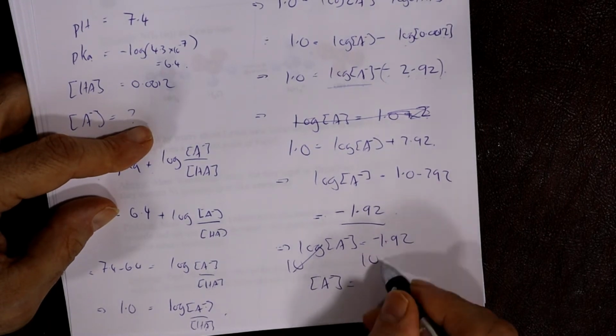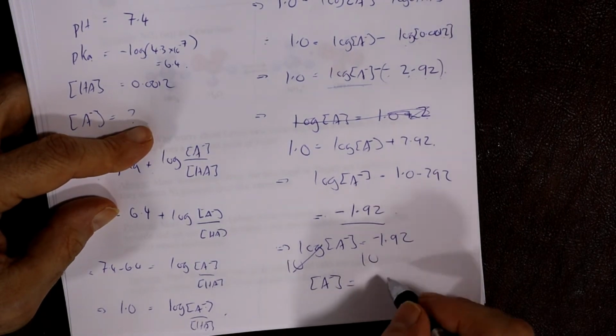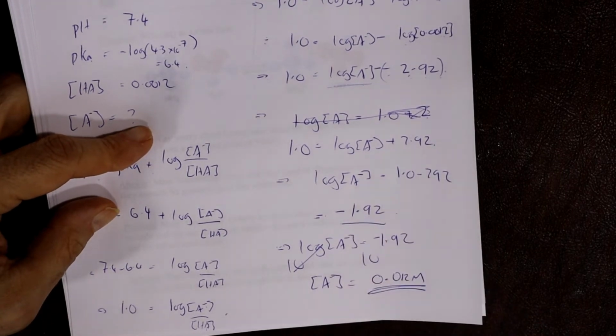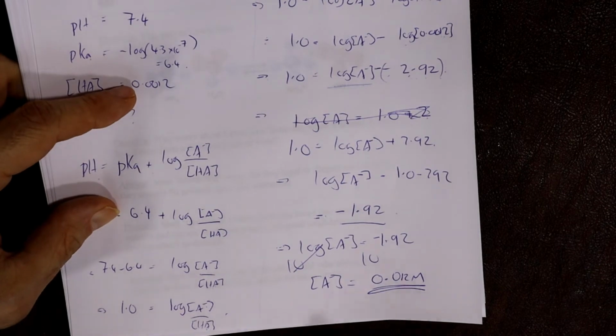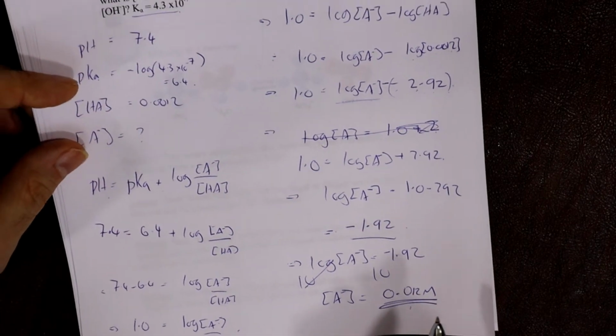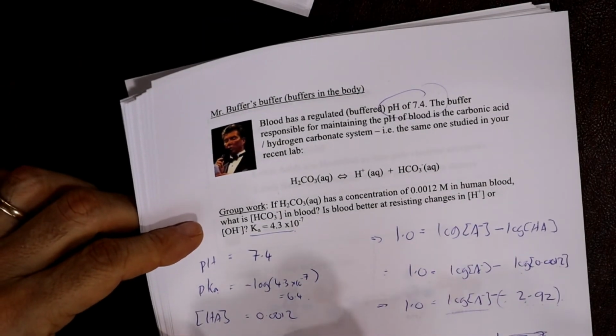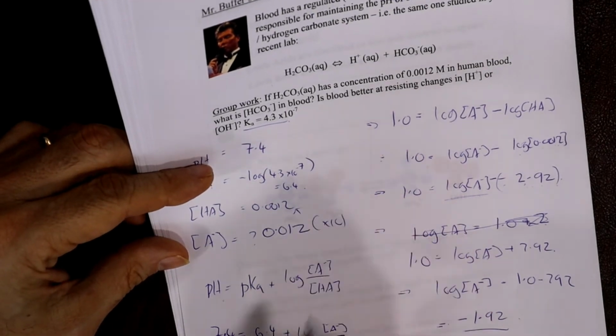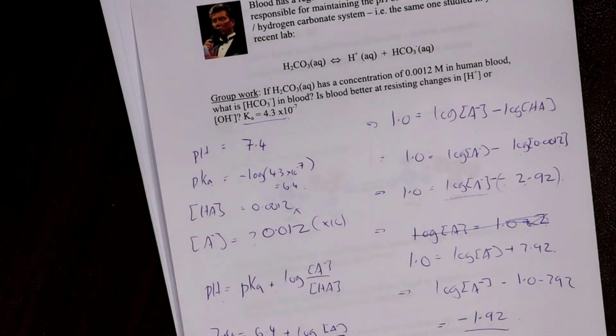A minus equals 10 to the minus 1.92, which is 0.012 molar. Interesting. So that's the final answer. The concentration of the conjugate base is 0.012, which is ten times bigger than the concentration of the acid.